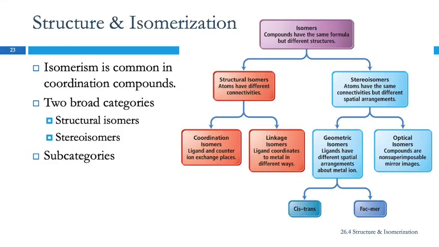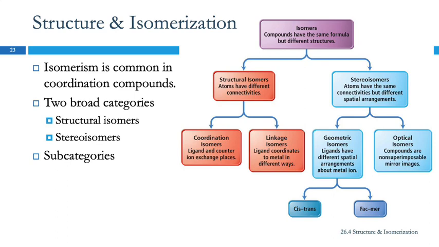Coordination compounds often have isomers. And let's refresh our memory on what isomers are. These are compounds that have the same formula but different structures. And we can divide those isomers into two broad categories. One is structural isomers. Here the atoms are connected differently.